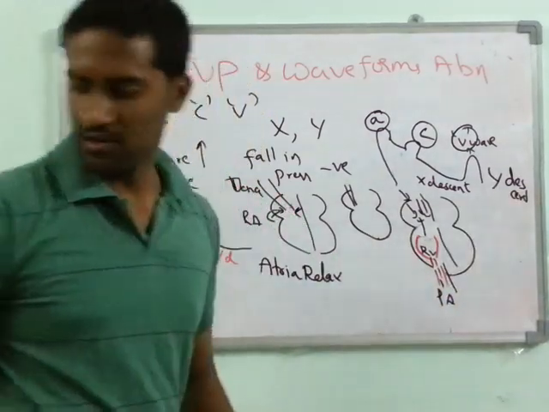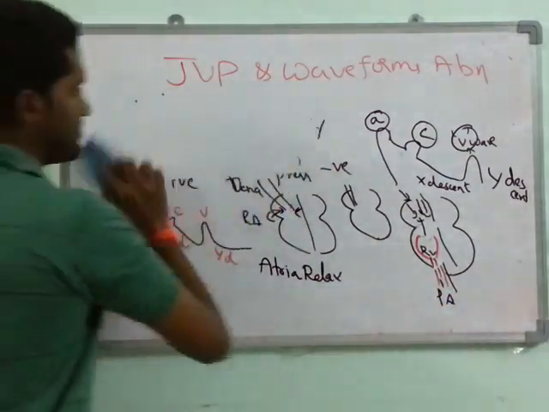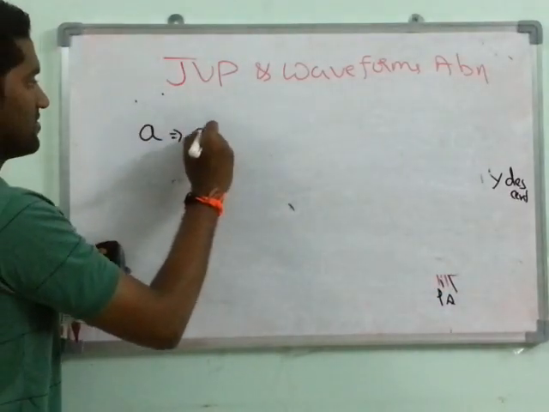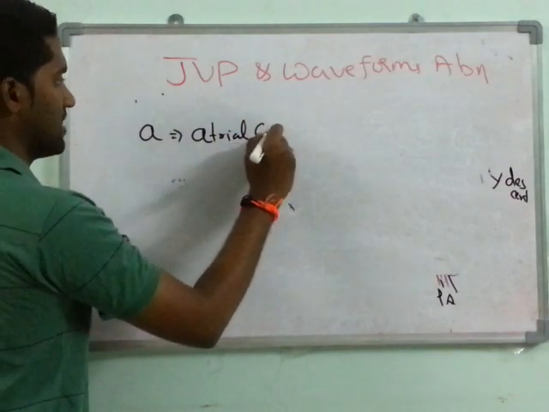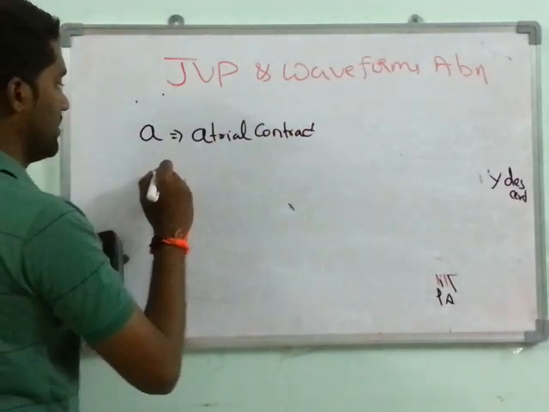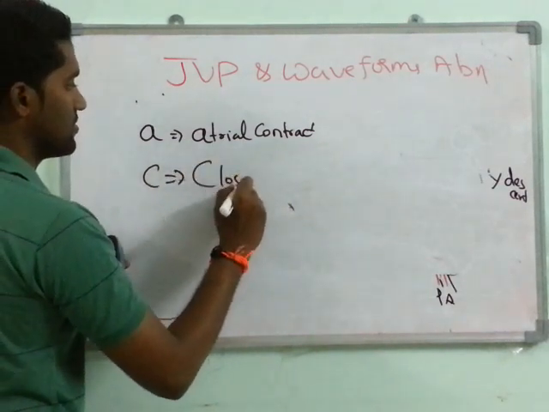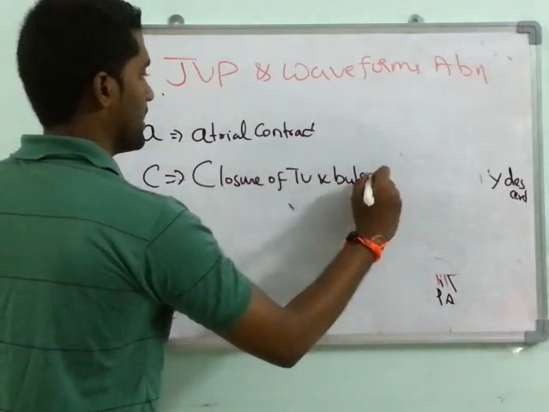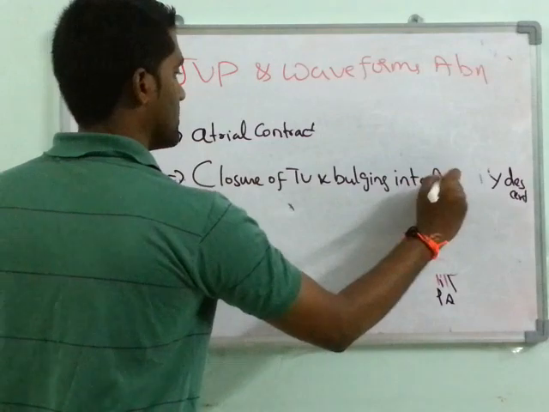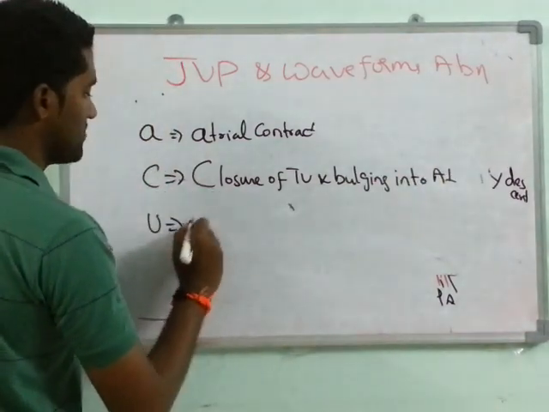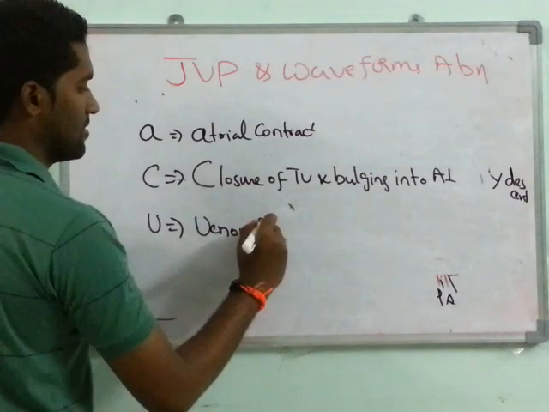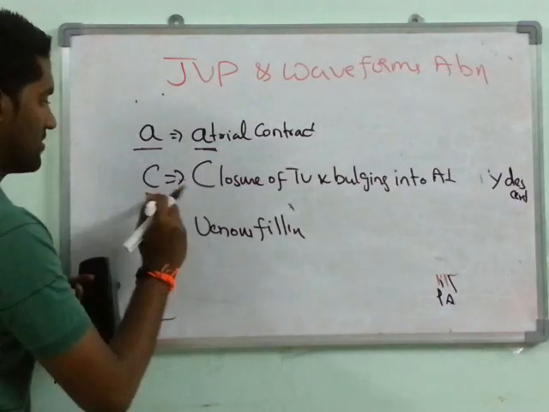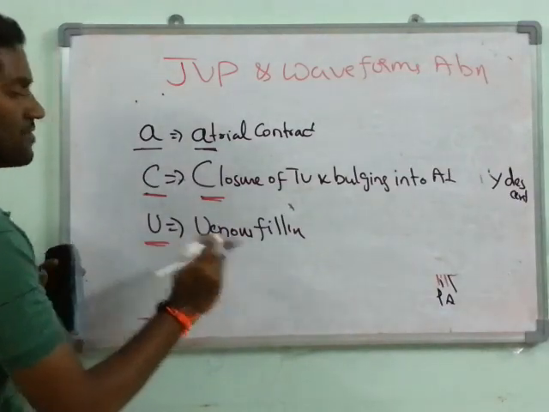Now let us see once again all the waves in detail. Coming to the A wave, as discussed, it is due to atrial contraction. The C wave is the result of closure of the tricuspid valve and bulging into the atria. The V wave is due to venous filling. So it is easy to remember: A for atrial contraction, C for closure, V for venous filling.